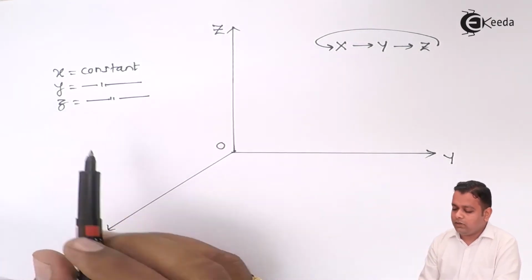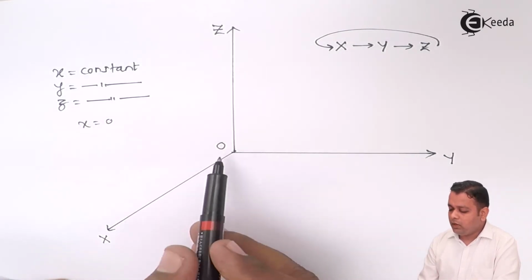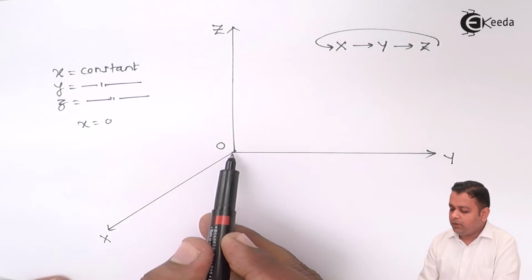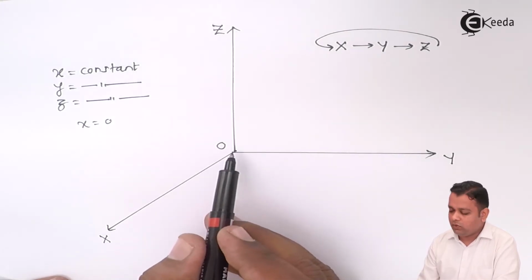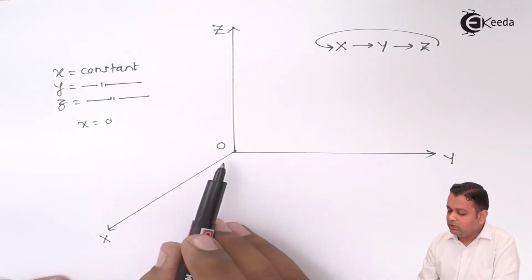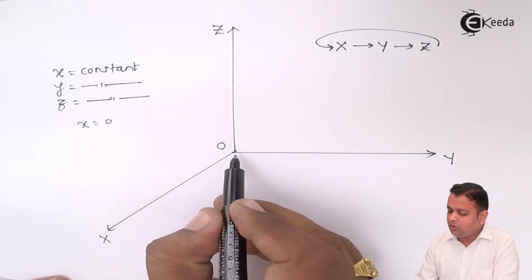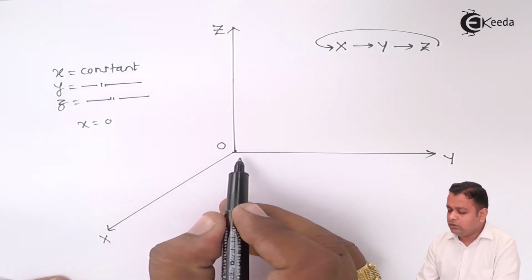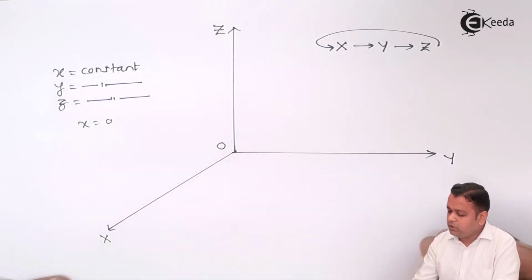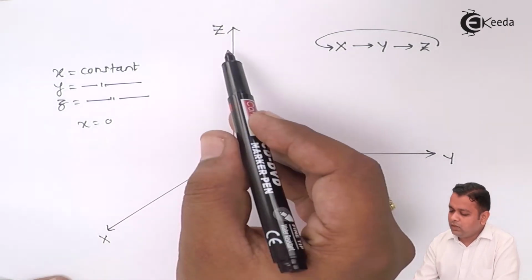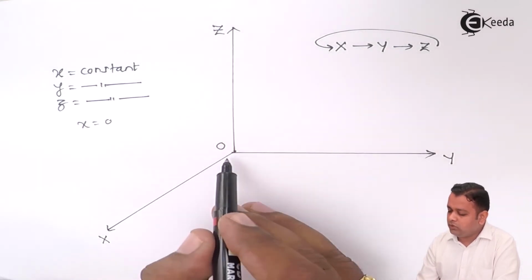Now I put the criteria x is equal to 0. So I cannot have the value of x more than 0 or less than 0. I cannot be beneath this paper, I cannot be above this paper, I have to be on this paper, because on this paper one dimension is y, so it can have minus infinity to plus infinity. The z can have minus infinity to plus infinity, but x is equal to 0.